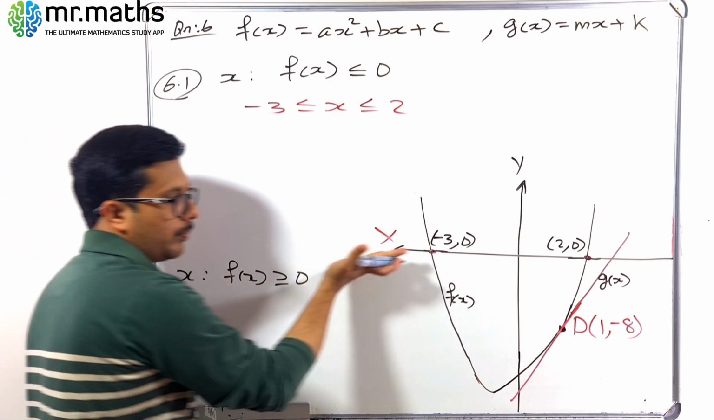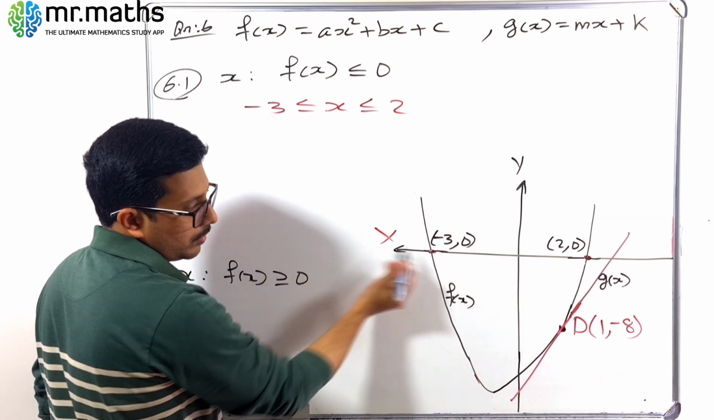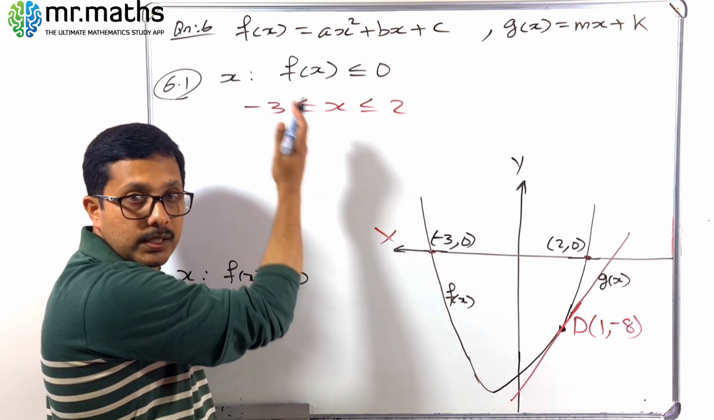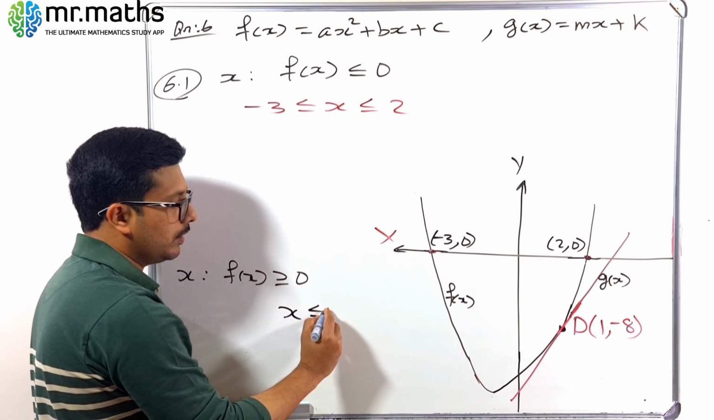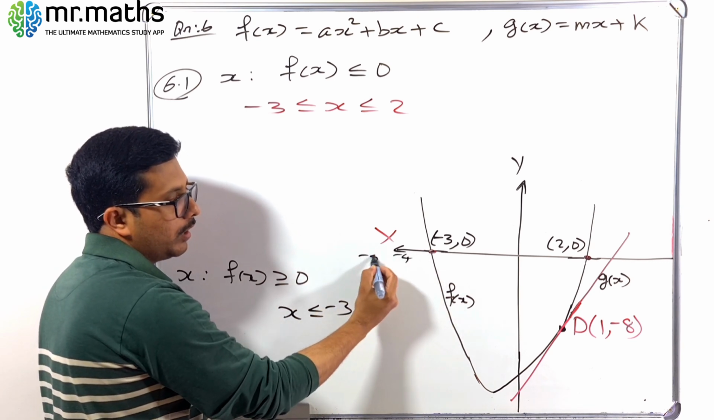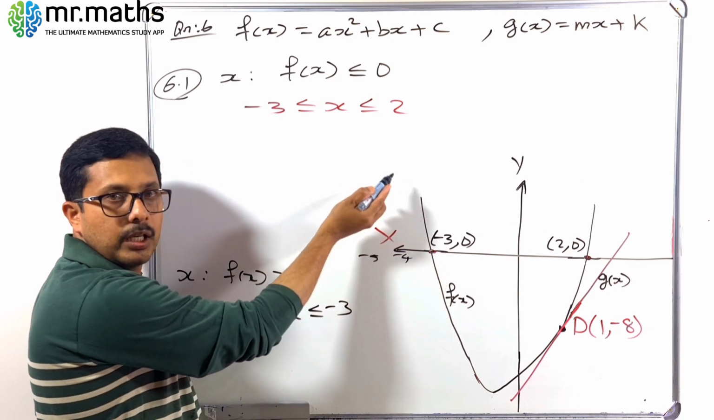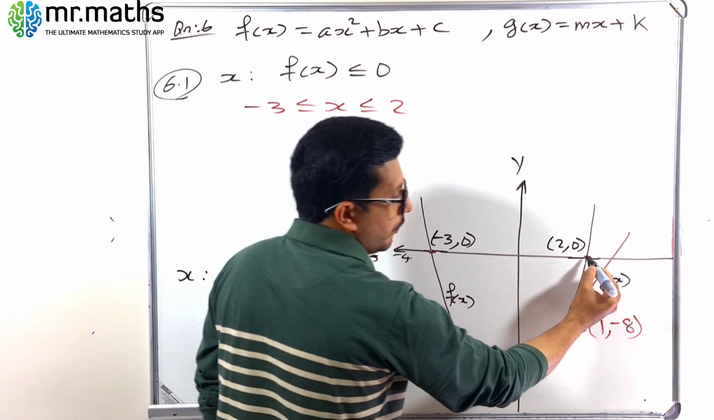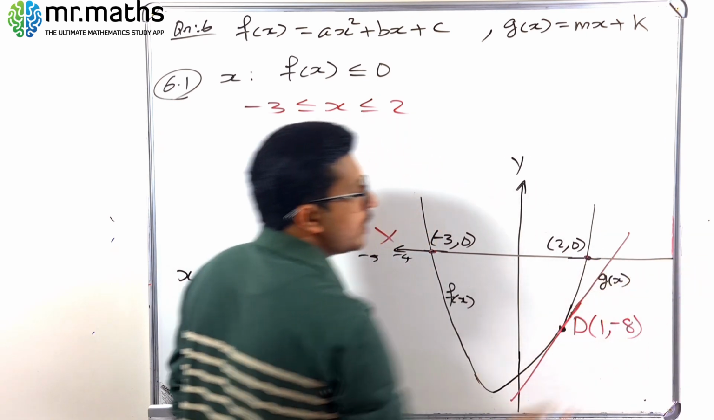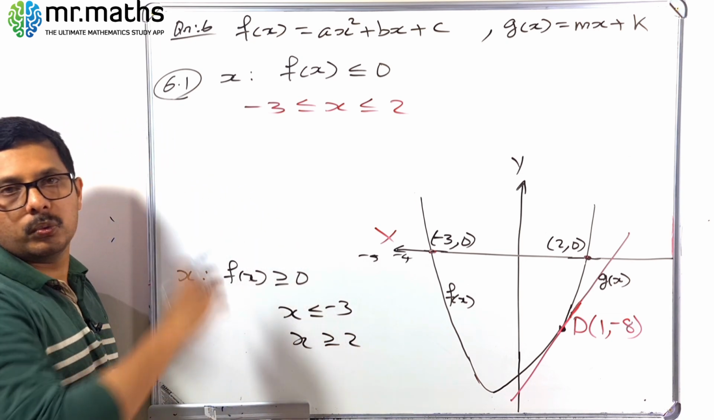above the x-axis. This is the x-axis, am I right? This one is the x-axis. So here you can see that before this x value minus 3, it is above the x-axis. That means when x is less than minus 3, this is minus 4, minus 5, the graph is above the x-axis. Similarly here, when x is greater than or equal to positive 2, this is 2, this is 3, 4, 5, the graph is above the x-axis.